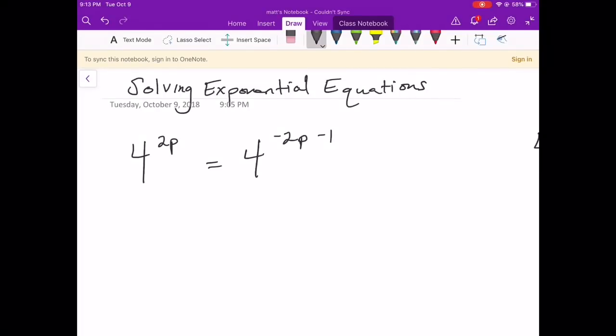Okay, here's a video on solving exponential equations. I'm going to show you several examples, and I'm just going to try to talk about each of the scenarios that you might run into in this course.